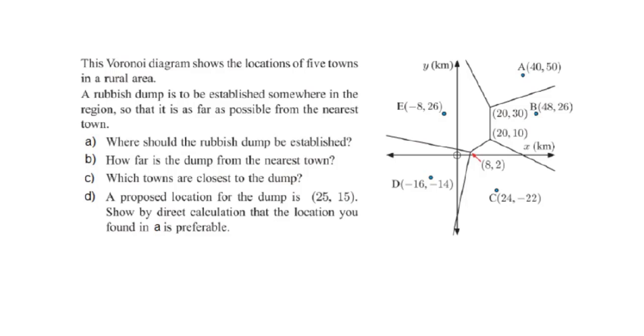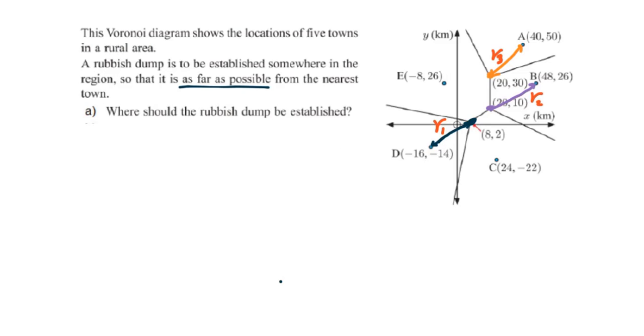Go to example. The Voronoi diagram shows the location of 5 towns. In a rural area, a rubbish dump is to be established somewhere in the region so that it is as far as possible from the nearest town. Where should the rubbish dump be established? In this Voronoi diagram, there are 3 vertices. Let's label them P, Q, R.